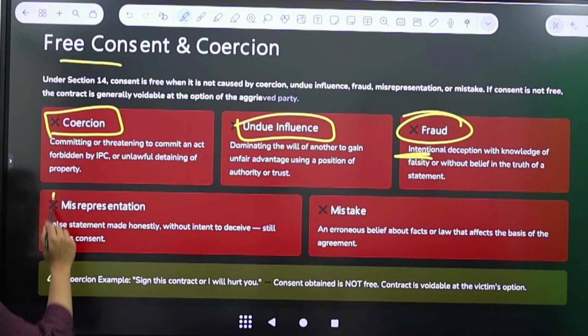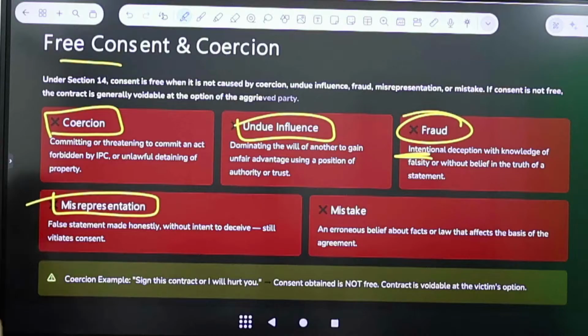Now, misrepresentation is also where you are giving wrong information, but at that time you're giving this information without any intention to deceive anyone, right? So the difference between fraud and misrepresentation is that in fraud there is an intention to deceive, while in misrepresentation there is no intention to deceive anyone.